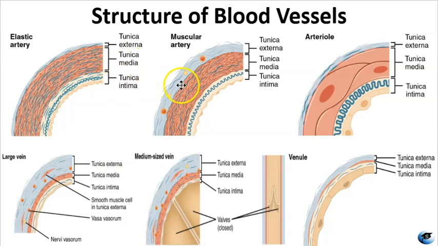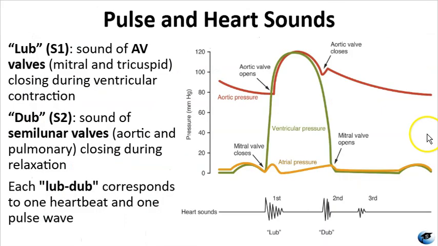By comparing all of these side by side, you can see how the structure reflects function, right? Arteries need thick walls to handle high pressure. Veins need wider lumens, valves, and support in the tunica externa to move blood back to the heart, often against gravity. This slide helps to show you how what you feel, your pulse, and what you hear, heart sounds, are connected and what's actually happening inside of the heart.